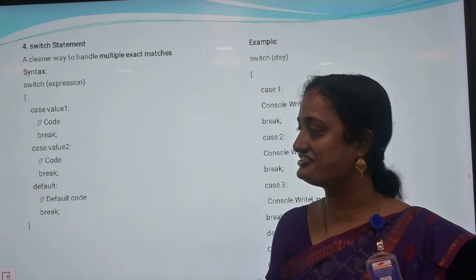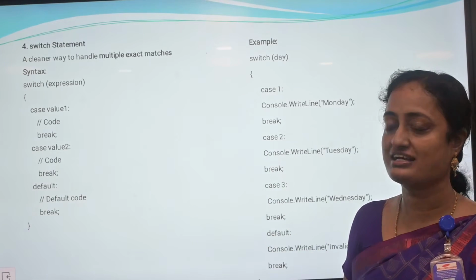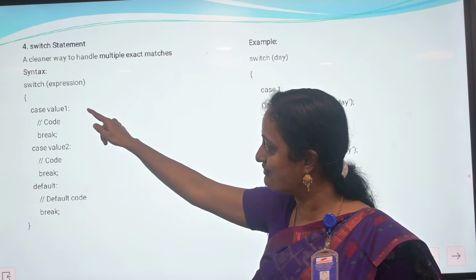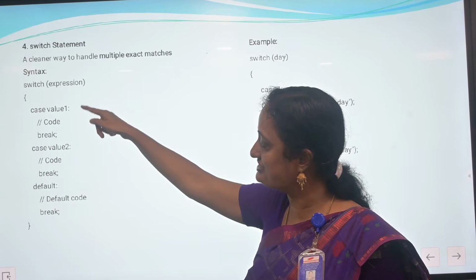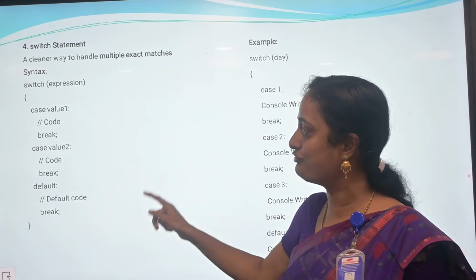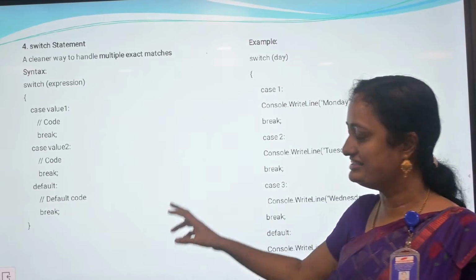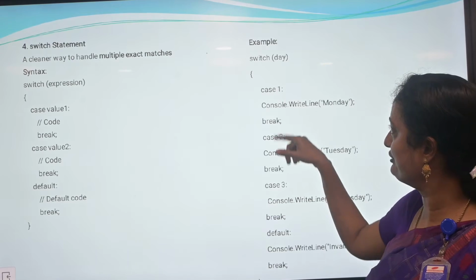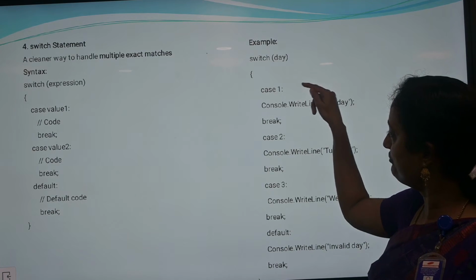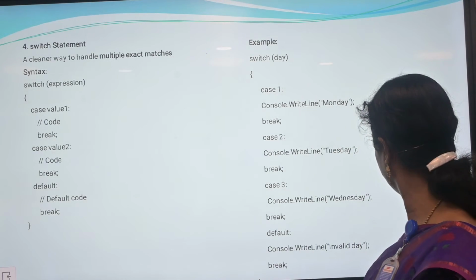Next we will see the switch statement. A switch statement is a cleaner way to handle multiple exact matches. Here also the conditions will be checked. Based on the expression, whichever case matches will execute, whether case value 1, case value 2, or case value 3, etc. After that we have to give the default. So we will see one example. Here I have given one example, that is day. Case 1 should match which day. Based on the case it will match the expression and produce the output.